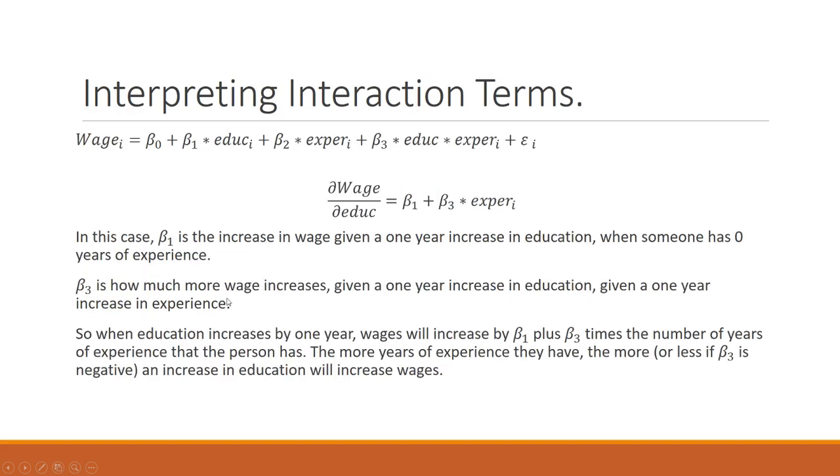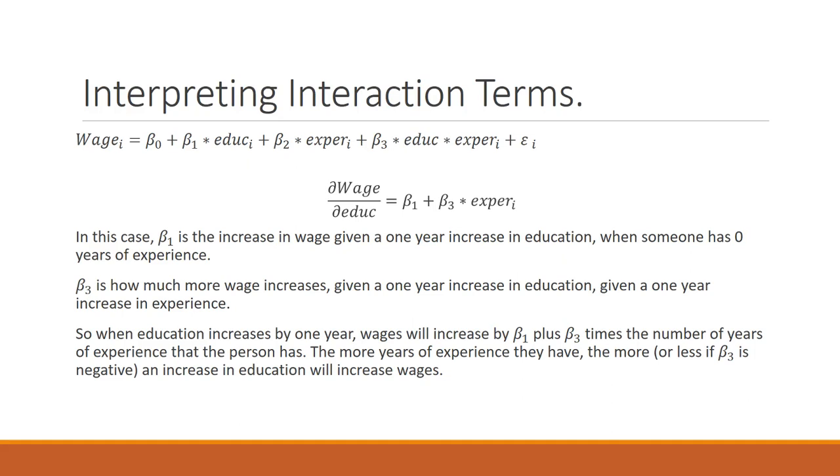So let's go into some detail here. Let's consider we want to know what is the impact of education on wages. So in this case, beta 1 is the increase in wage given a 1 year increase in education when someone has 0 years of experience. Let's think about that. If experience equals 0, then beta 3 times 0 is just 0, and you get just beta 1. So if someone has no years of experience, beta 1 is the amount that wages increase with an increase in education. But now, what's beta 3? How do I understand beta 3?